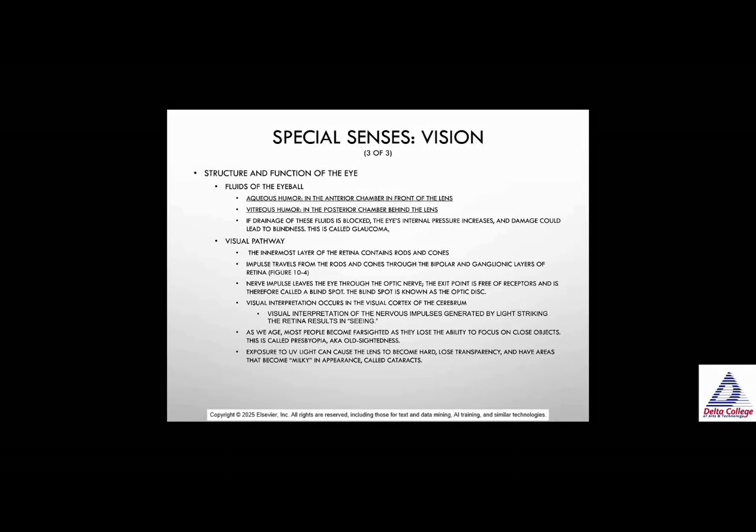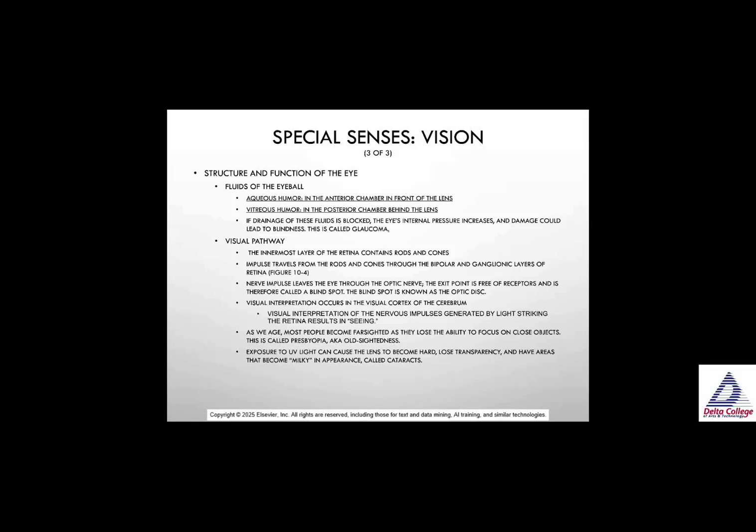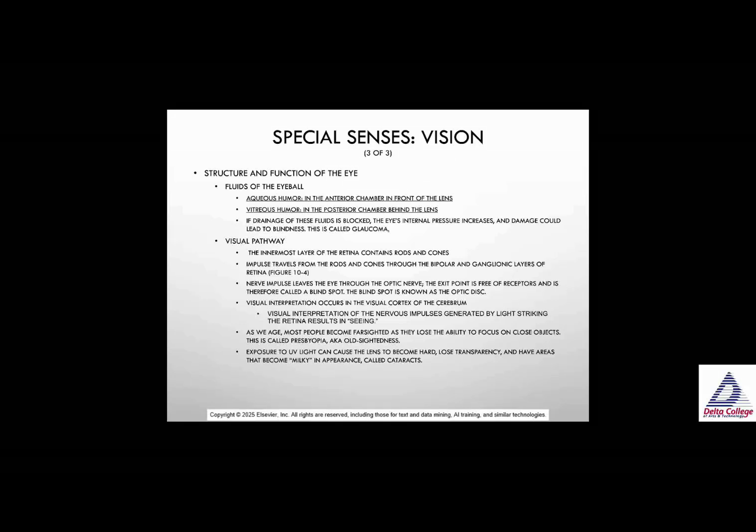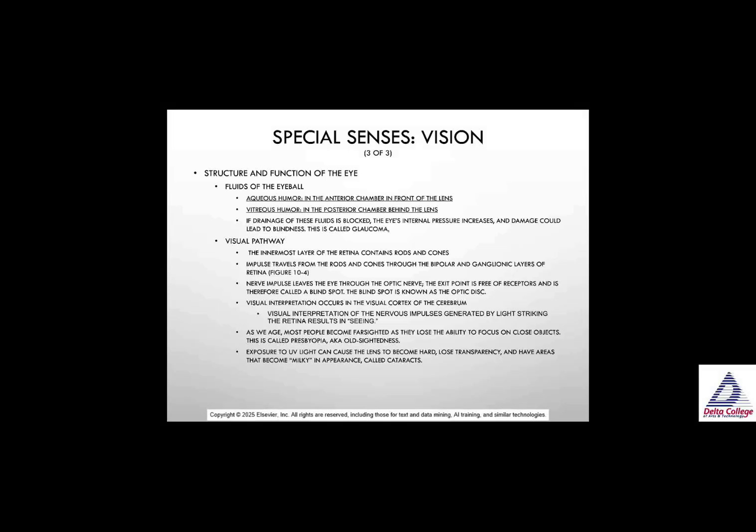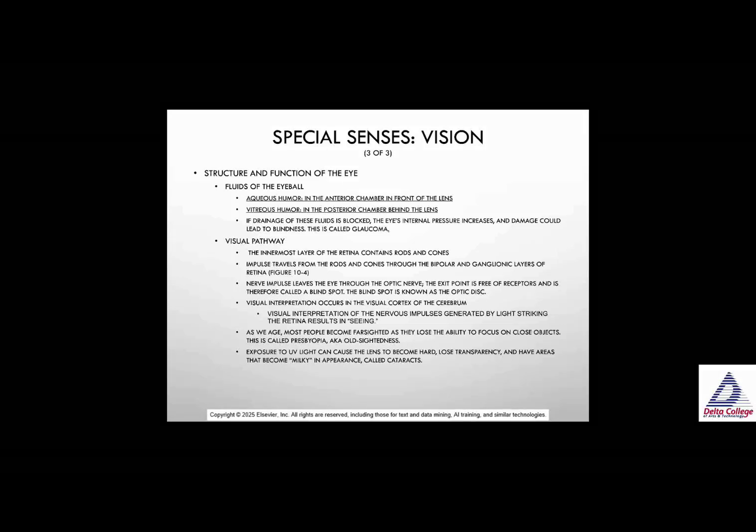So let's move on to those fluids of the eyeball. The aqueous humor is in the anterior chamber in the front of the lens. The vitreous humor is in the posterior chamber behind the lens. Now, if drainage of these fluids is blocked, the eye's internal pressure increases and damage could lead to blindness. This is called glaucoma.